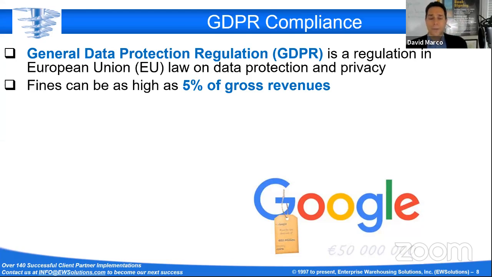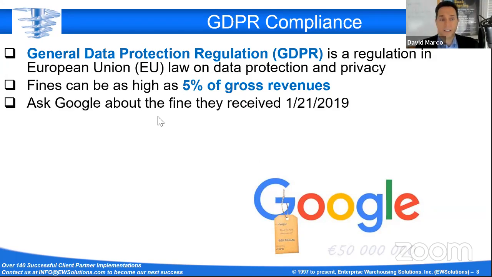And here's the big point. So first up, companies don't care about that. They care about the second bullet. Fines for GDPR can be as high as 5%, not of net revenue or net income, gross revenues. So if you are a $100 billion company, you can be fined as much as $5 billion. I mean, this regulation has teeth in it.